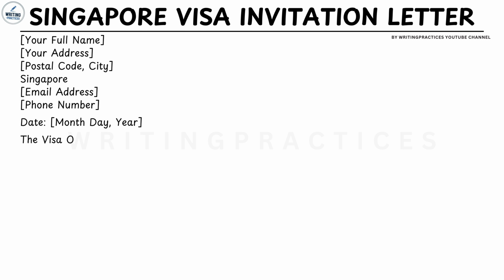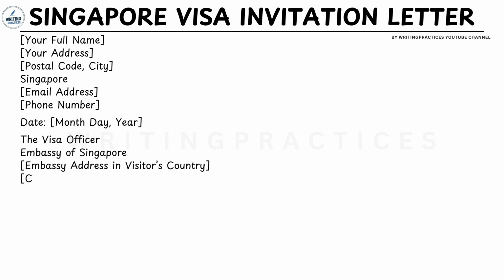Recipient's information. Address the letter to the visa officer at the Embassy of Singapore in the visitor's home country. Be sure to include the full embassy address to ensure it reaches the correct office. For example, the visa officer, Embassy of Singapore, 456 Consular Avenue, Mumbai, India. This information highlights the formality of the letter and directs it to the right authority.